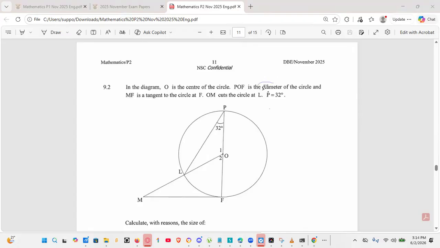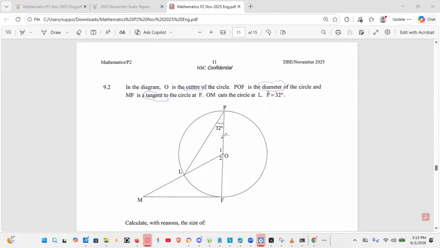So we have diameter, that's a keyword. We also have a center, that's also a keyword. And then we also have the word tangent. And then we're given the fact that the angle P is 32. Let me just get my calculator. The angle P is 32. So that means we have enough information.